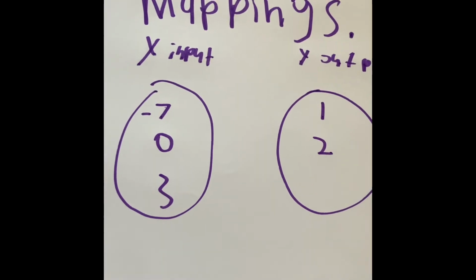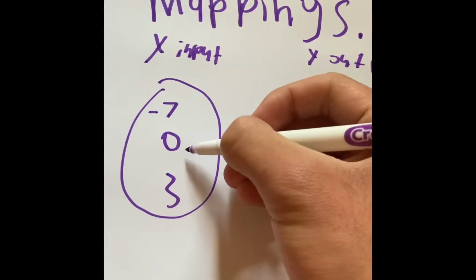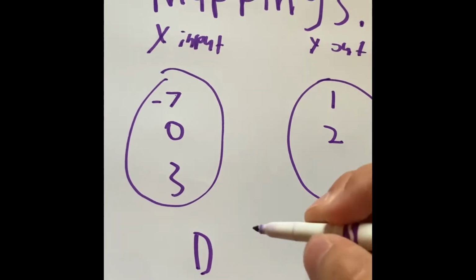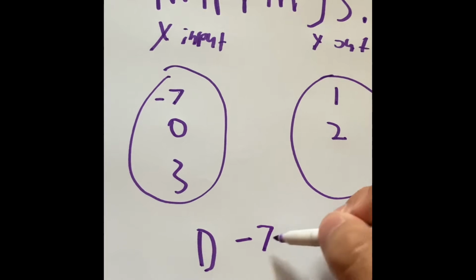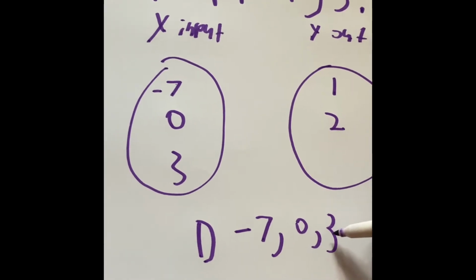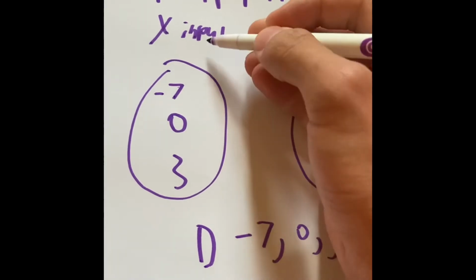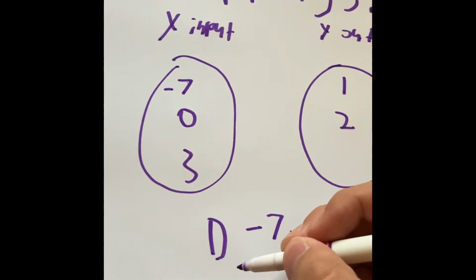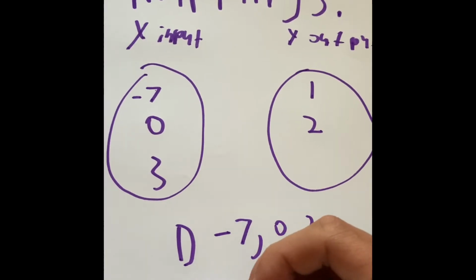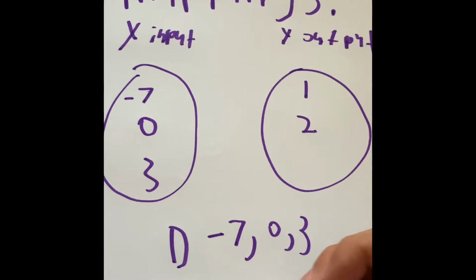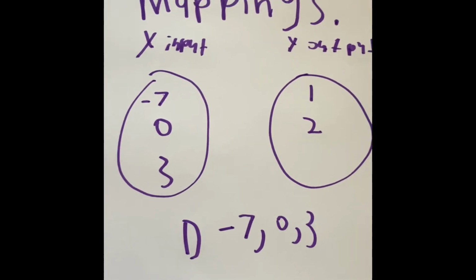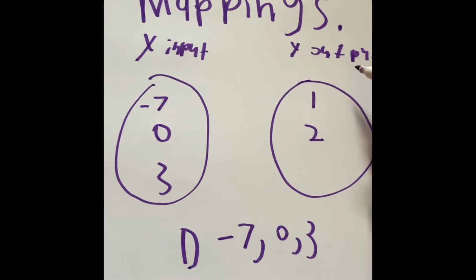So this -7, 0, and 3 is going to be called your domain, or what you input. So we write that as -7, 0, 3. You can understand that these numbers are inserted in for your input. Now comes your output. That is called your range. And that is going to be 1, 2. Or pretty much anything that comes out as your result.